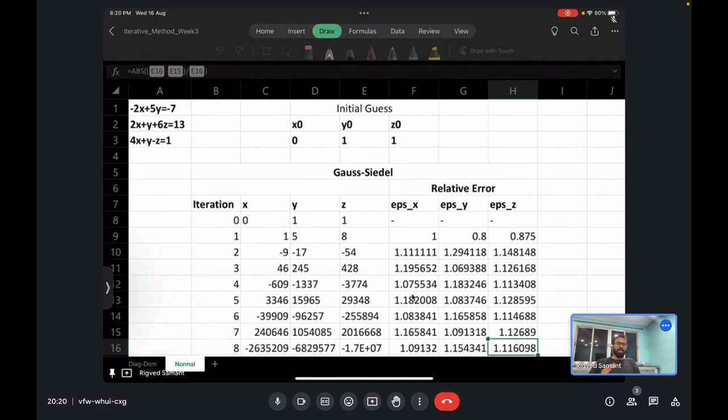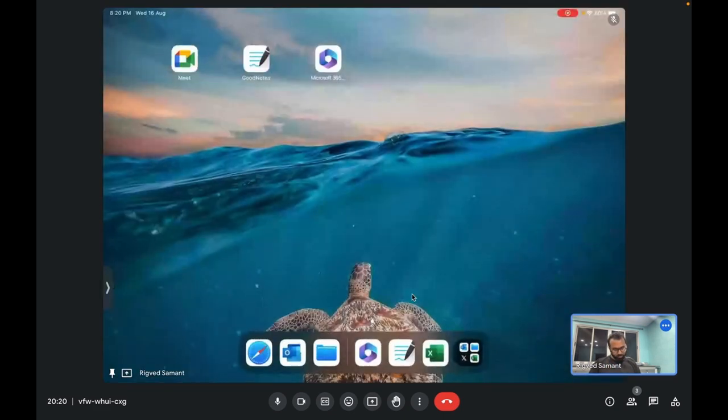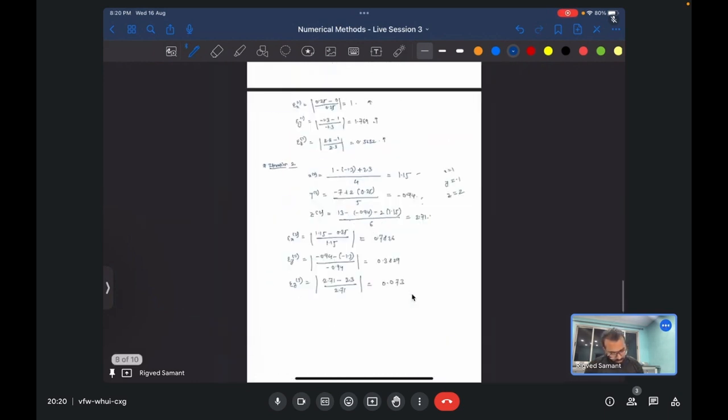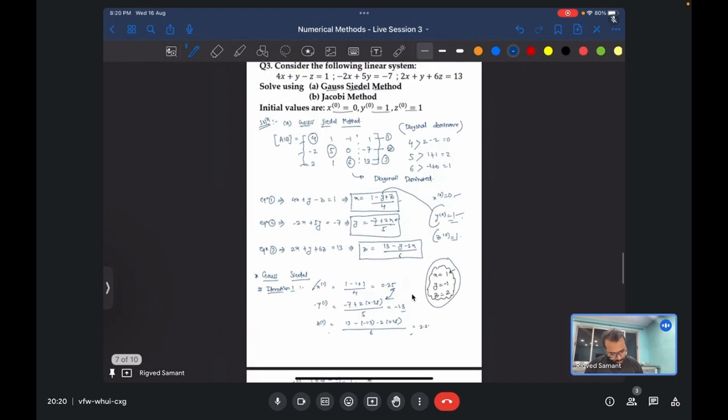The crux of this discussion is, whenever you are using an iterative method, be it Gauss Seidel or even Jacobi, you always have to check for diagonal dominance. If you don't check that, your solution will never converge. It will always go to infinity. So when you are using the Gauss Seidel or Jacobi method, first you have to check whether diagonal dominance is there or not.